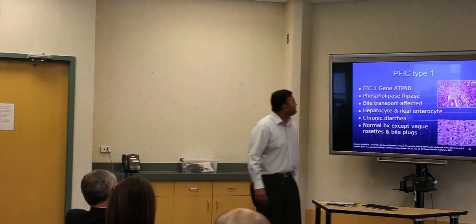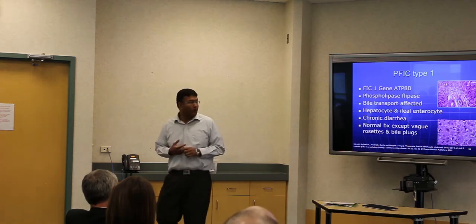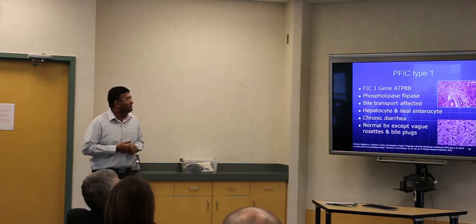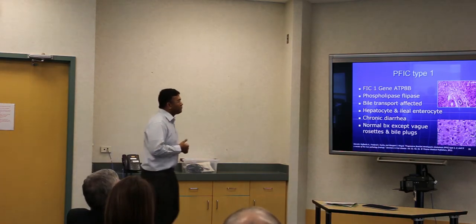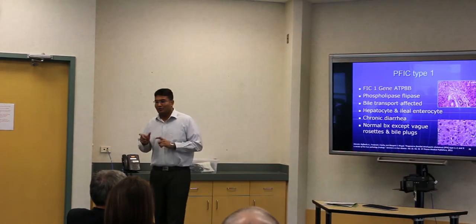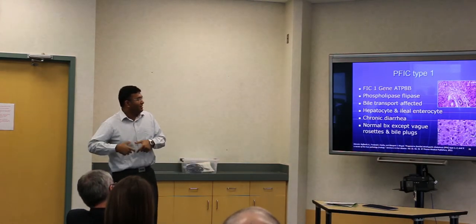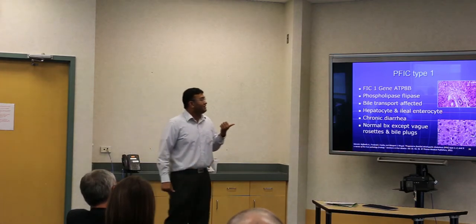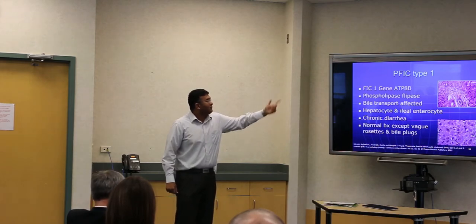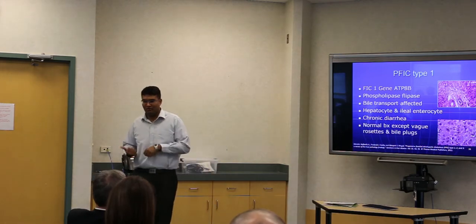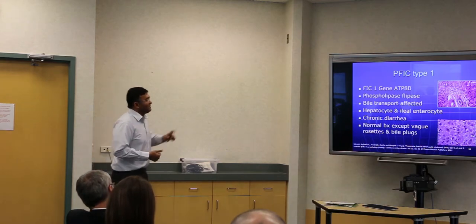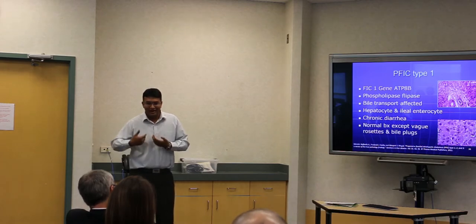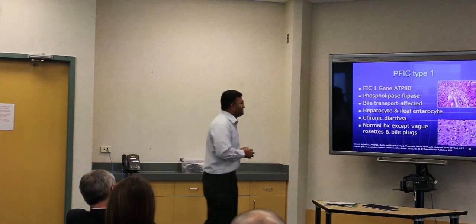So PFIC type 1, the defect is in the PFIC1 gene, and the protein it encodes is a phospholipase, and the bile transport is affected. So the defect is at two places. It's in your liver and also in your ileum. The phospholipase helps in excretion and reabsorption of bile salts. So these patients also present with chronic diarrhea because the reabsorption of bile salts is affected in the ileum, which results in diarrhea.